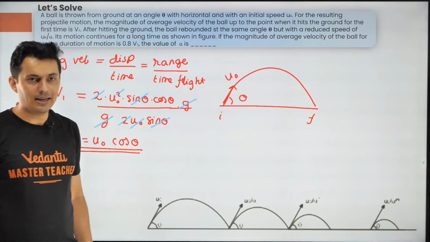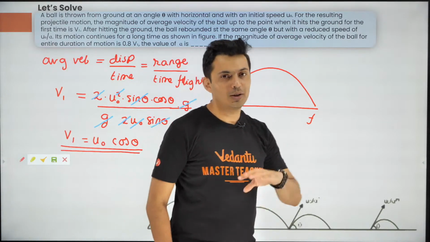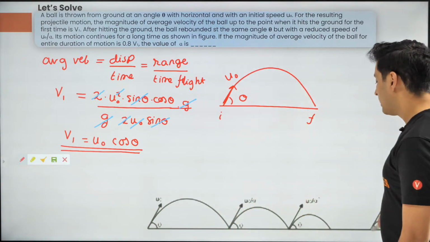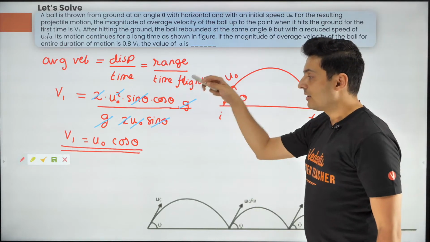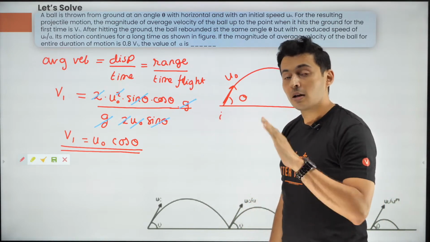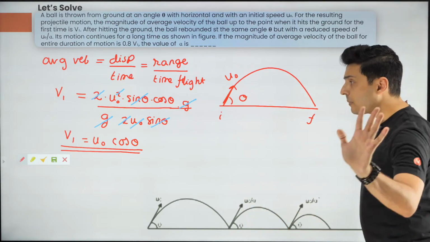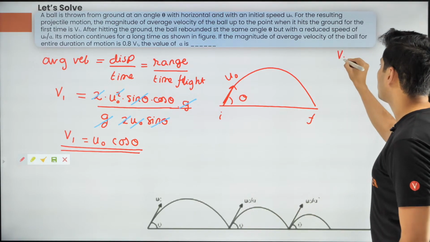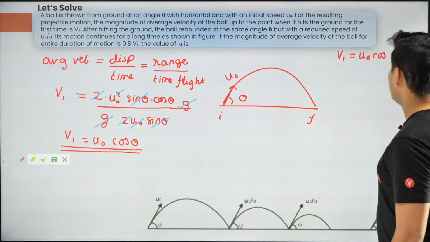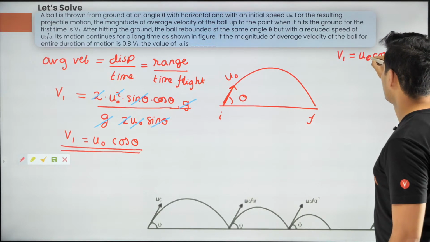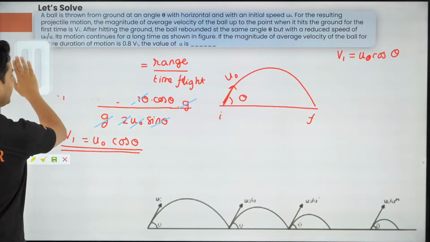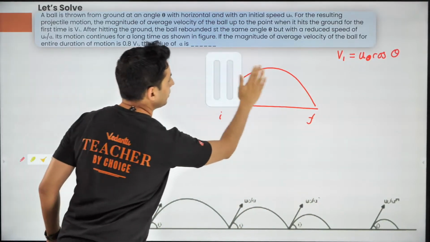Yes, Musil, you are a little bit late, one question late, but don't worry, you can join in for the second question. The second question is all about average velocity for a bouncing ball which reduces its velocity alpha times after every bounce, but the angle remains the same. Now I'll put this separately over here: v1 is equal to u0 cos theta. Now I don't need these equations, I'll just remove this.